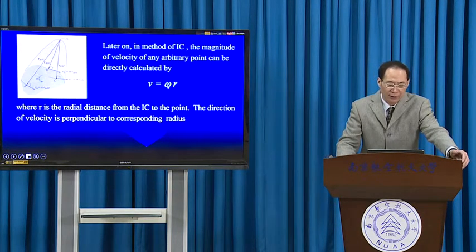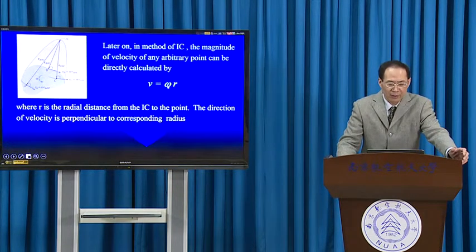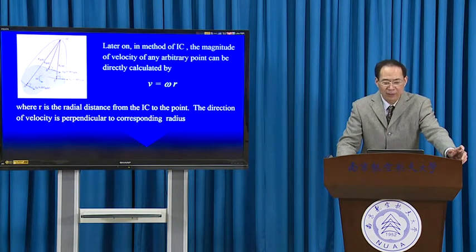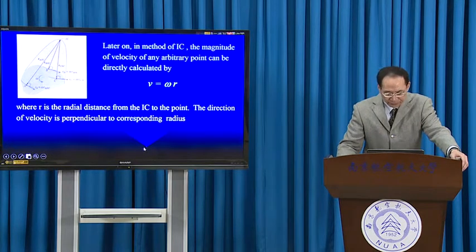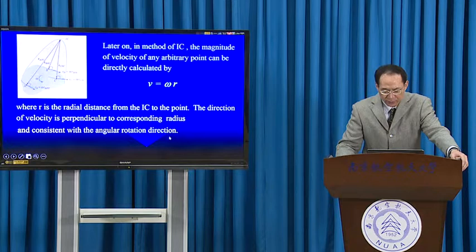Omega is the global quantity. Only one omega, right? And consistent with the angular rotation direction.